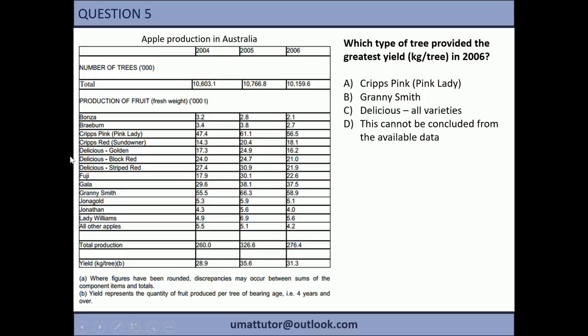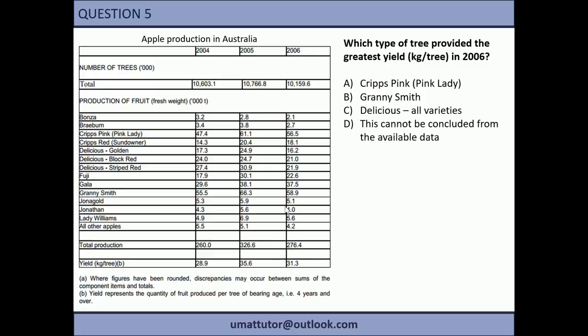Now that requires both the knowledge of how much total fruit those trees produced, and we have that. That's what this main part of the table here is all about. But it also requires us to know how many trees of each different type there were to make that amount of fruit, because it's about yield kilograms per tree. You have to know how many trees were involved. And so the answer, I'll give it away at this point, is D. You just can't conclude it from the data because we don't have enough data or any data about the number of trees for each of the different fruit varieties. So that's why the answer is D.